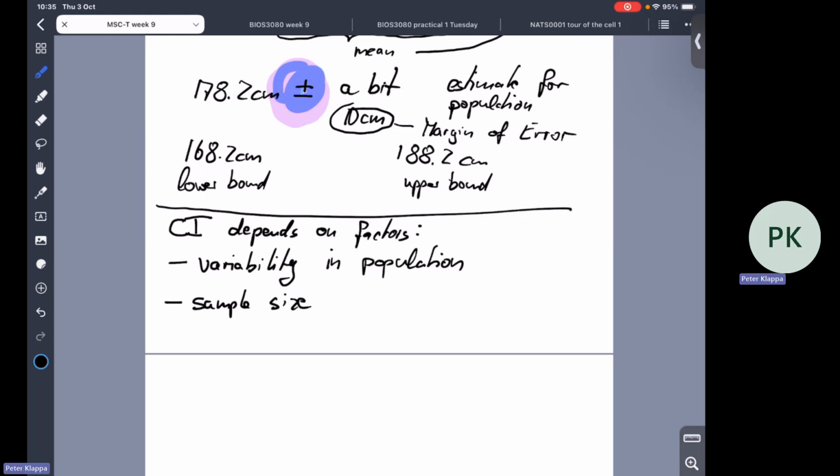For the variability, the smaller the variability, the smaller the margin of error. No variability at all, I could be absolutely sure about things.